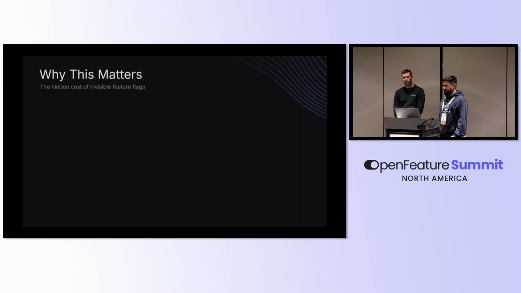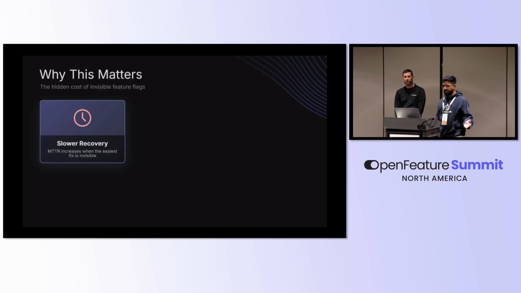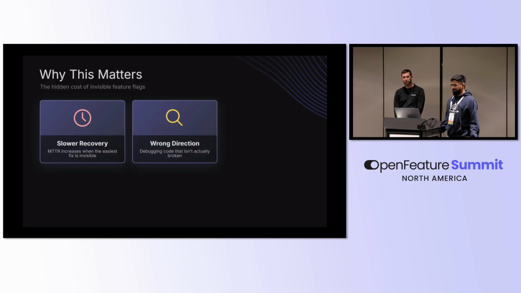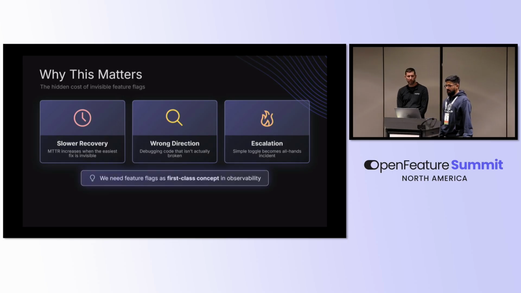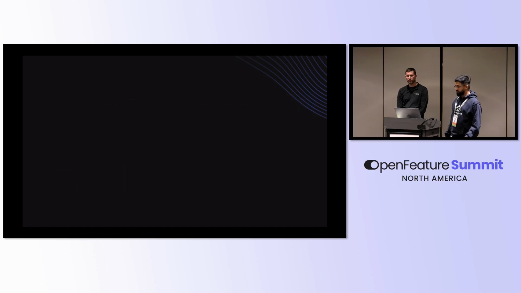And going into why this matters, we want to improve our MTTR, mean time to recovery, and slower recovery is the opposite of that. Wrong direction: when something breaks, everybody goes everywhere to find what the issue is. The next thing is escalation. It becomes an all-hands incident when it's not really needed at that time. Because of this, we need feature flags to be a first-class concept in observability.